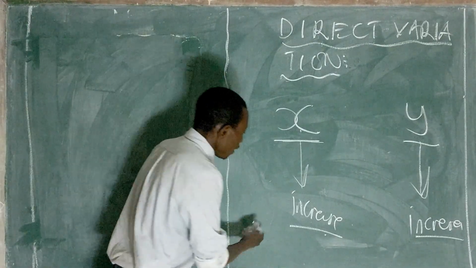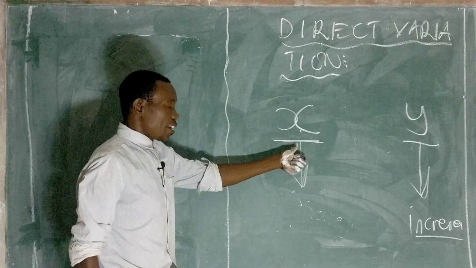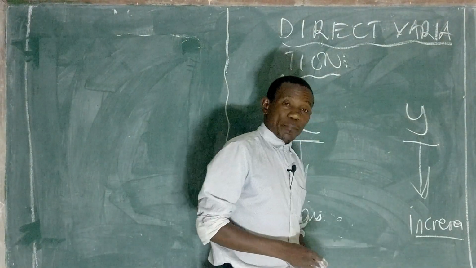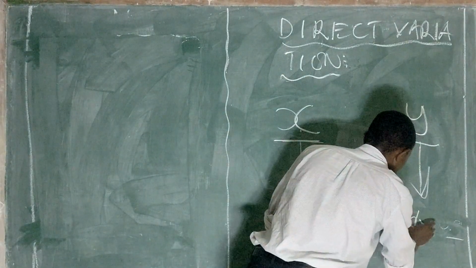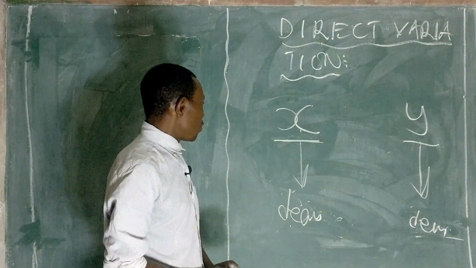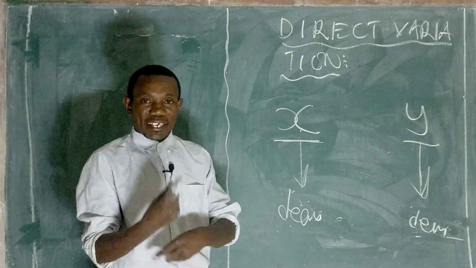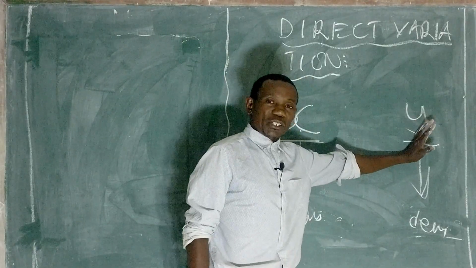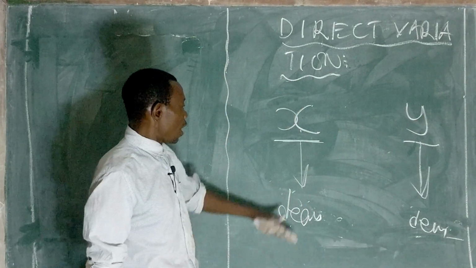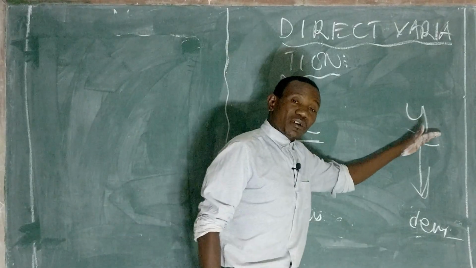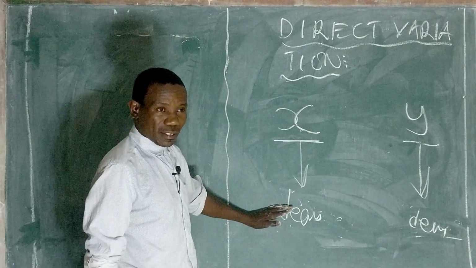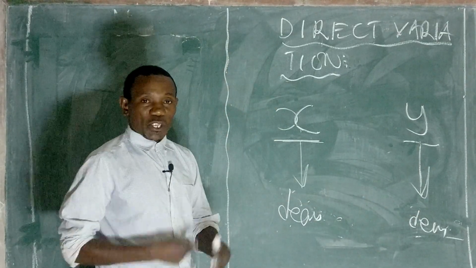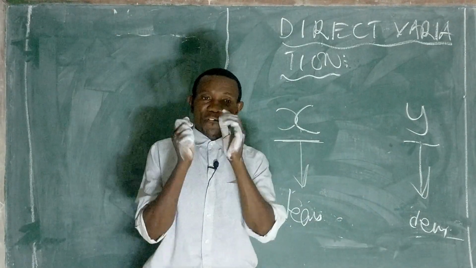Right. And vice versa, if quantity X decreases, quantity Y will also decrease. In such a scenario, we say the two quantities are directly related with each other, or X is directly proportional to Y. So we talk of a situation where X increases, Y also increases. If X decreases, that will also affect Y. Y will also decrease. So that scenario is what is defined as direct variation.